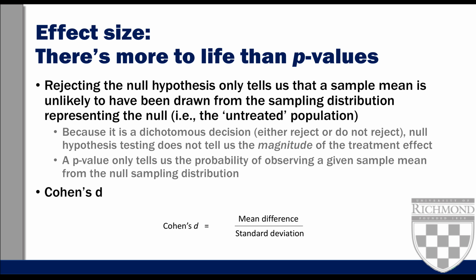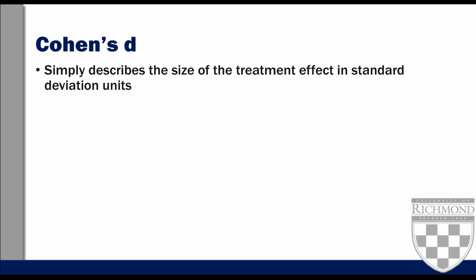Cohen's d is pretty easy to calculate. We're just going to take the difference between the sample mean and the population mean, we'll just call it the mean difference, and divide by the standard deviation of the population. So it describes the size of the treatment effect in standard deviation units.